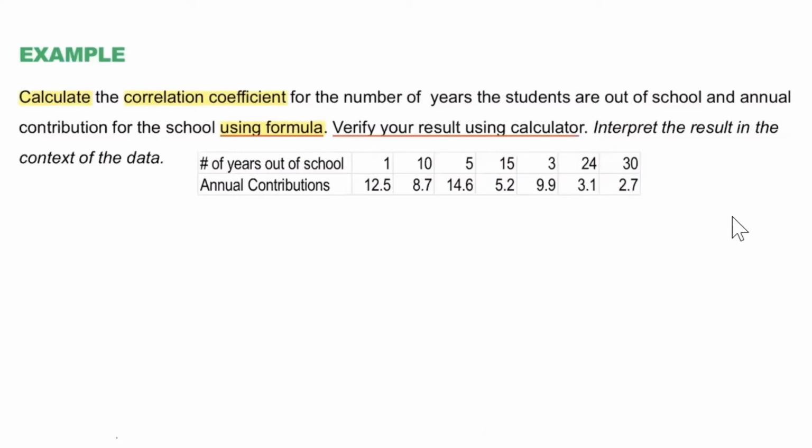So we are asked to find the relationship between the number of years the student is out of school, which is X, and the annual contribution Y.